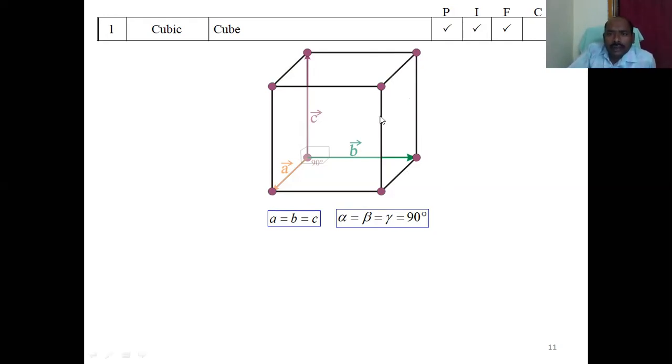Totally for FCC lattice, the effective number of lattice points is 4. C is the side centered or end centered cubic, but in this cubic structure, it is not present. Only these three we are having. So here we can say cubic structure, cubic lattice. We call it a cubic lattice or cubic Bravais lattice, and the geometrical shape of the cubic lattice is a cube.